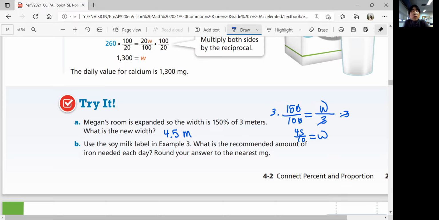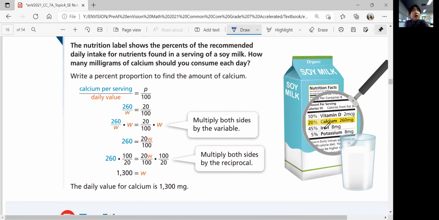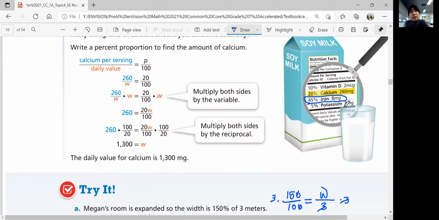All right, part B, use the soy milk label in example 3. What is the recommended amount of iron needed each day? Round your answer to the nearest milligram. So use the label here. Look at the iron part. Iron is 8 milligrams, and that's 45% of the daily intake. So you don't need to take as much iron as calcium each day.